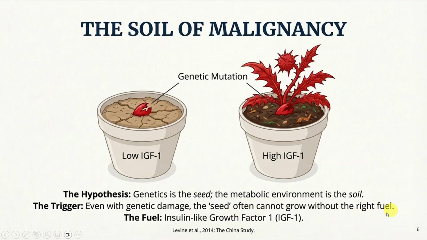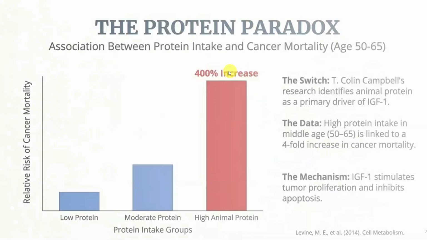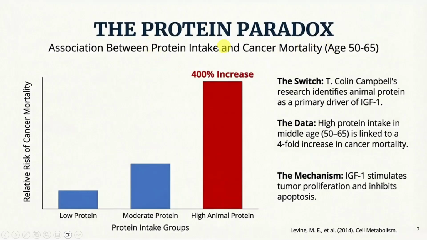Okay, so what's fueling this genetic mutation? Well, insulin-like growth factor 1. All right, this is huge. And let's talk about what that is exactly, because you may be scratching your head and be like, what is he talking about? Well, the protein paradox is what this is all about.